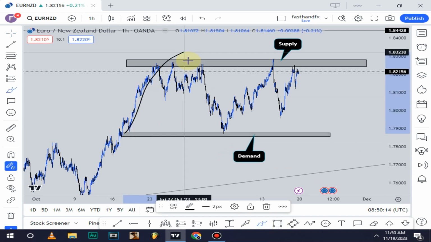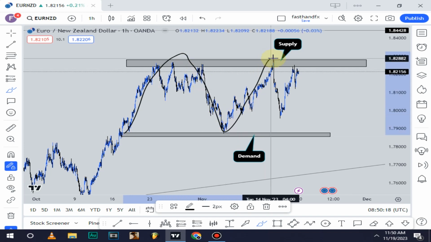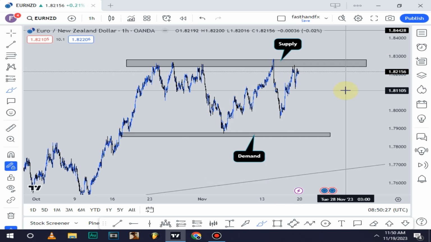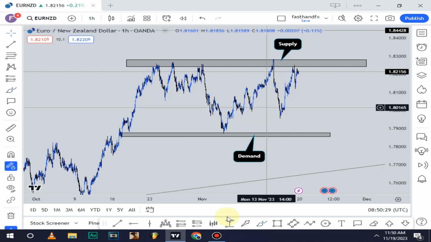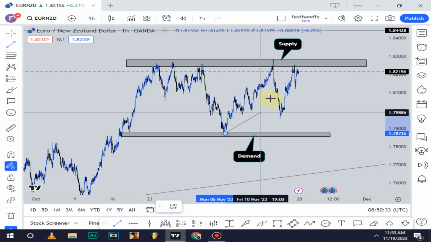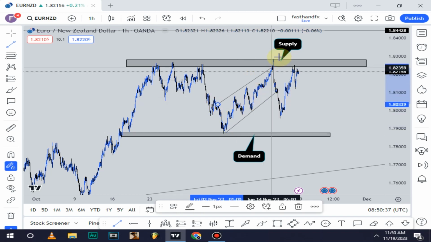So maybe the market went back, hit that high, went down, hit that low, went up, hit that high, tried to go back to hit that low, but then the market started going up. So let's see. All right, so now let me try to see if I can get a trend line and see if the market will be making sense for me.